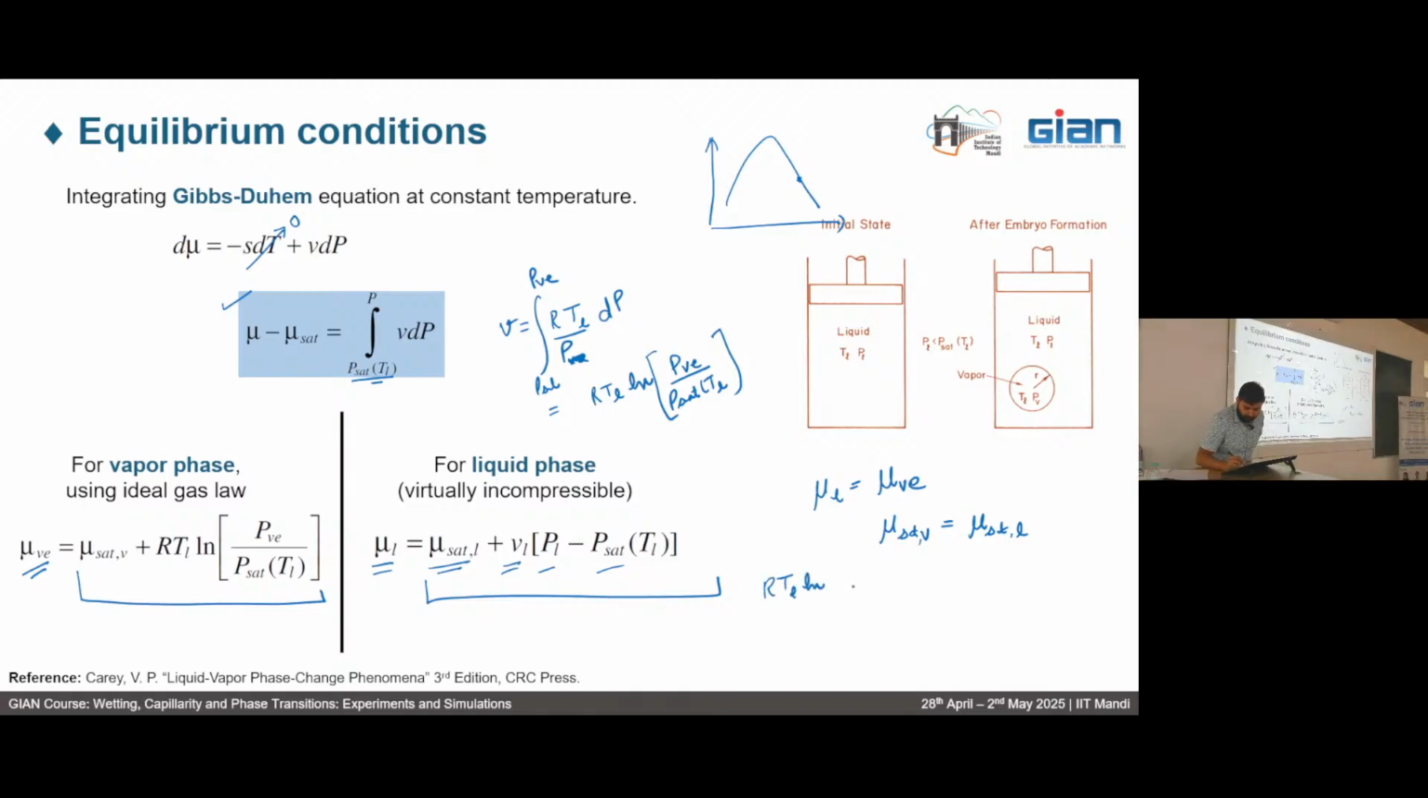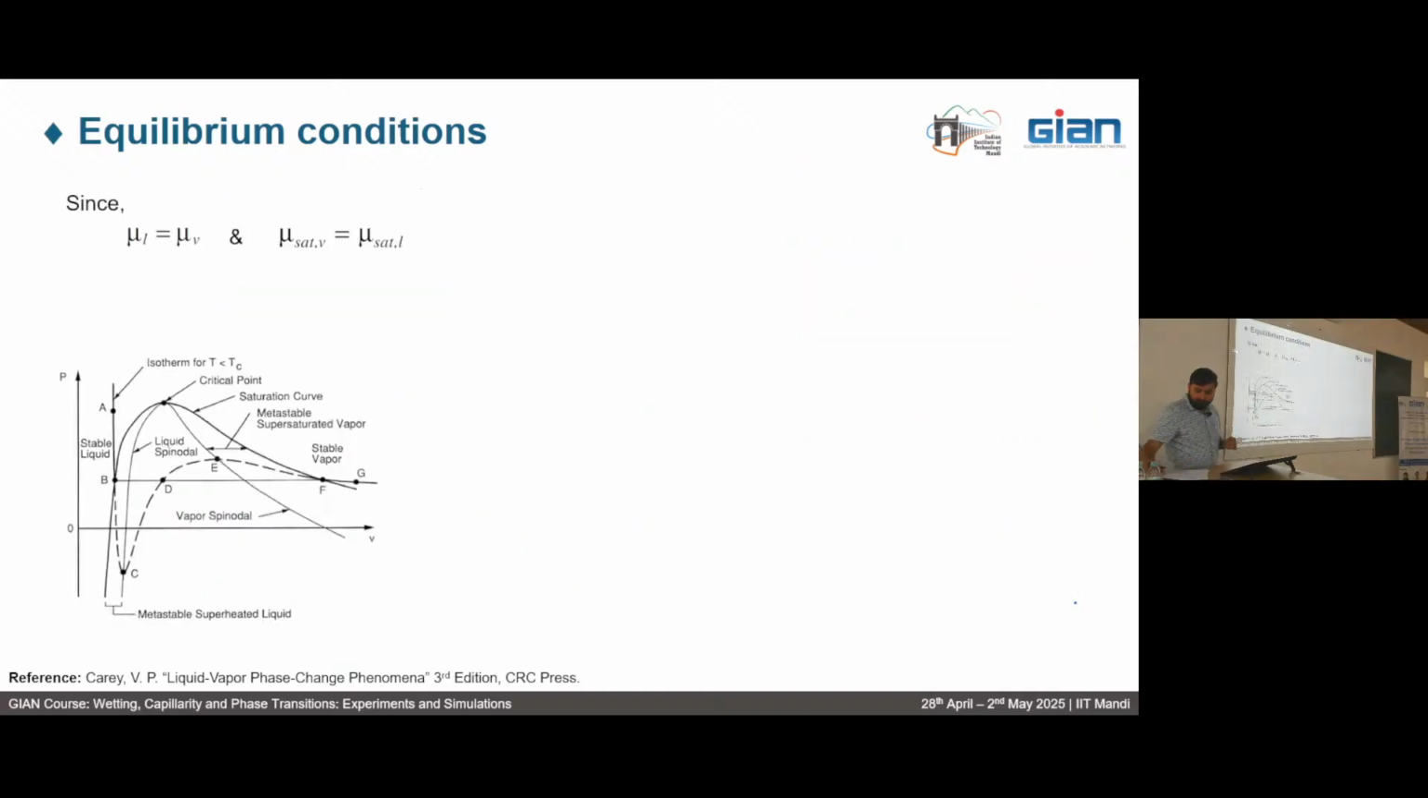RTL log of PVE by P saturation at temperature TL is equal to VL times PL minus P saturation of TL. Right? So here what we are trying to do is find the vapor pressure. What is the pressure inside the vapor at equilibrium? So this I think we have covered. Yes. So using these two equations, what we get is P of vapor is equal to P saturation at temperature TL into exponential of VL times PL minus P saturation at temperature TL by RTL.